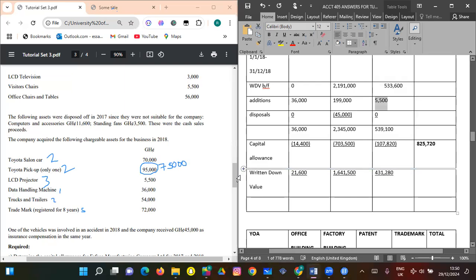So we check if there has been any sales or any disposal. One of the vehicles was involved in an accident in 2018, and the company received 45,000 as insurance compensation for that year. So we will take it as a form of disposal. So we add, then we subtract before we calculate our capital allowance. This is it in here.